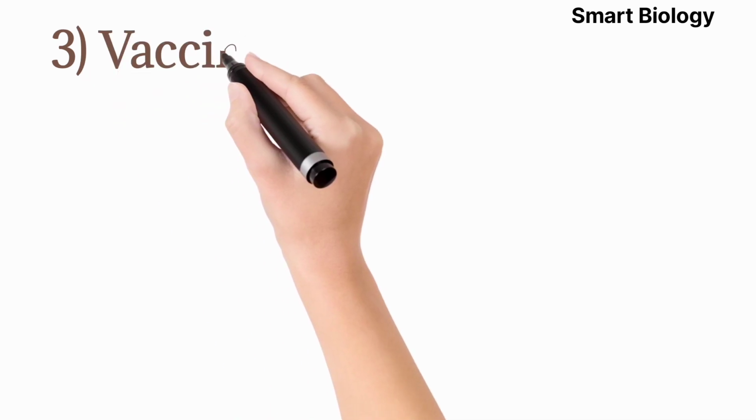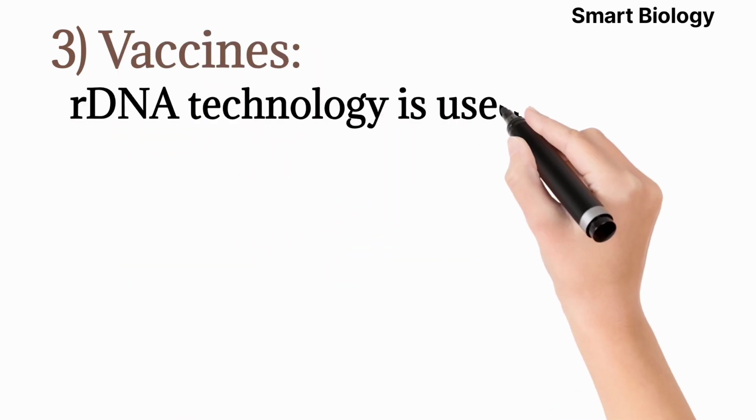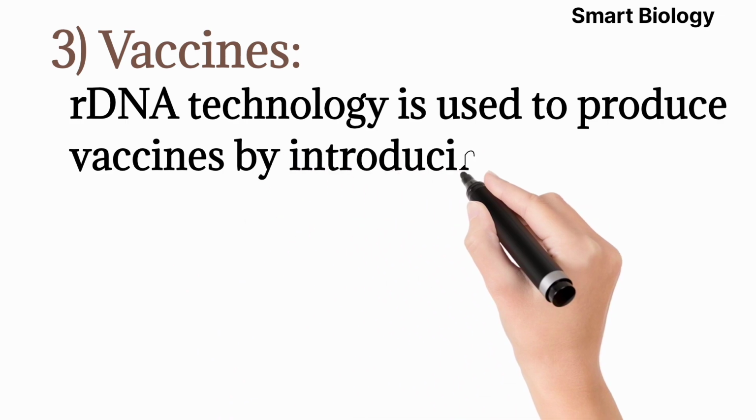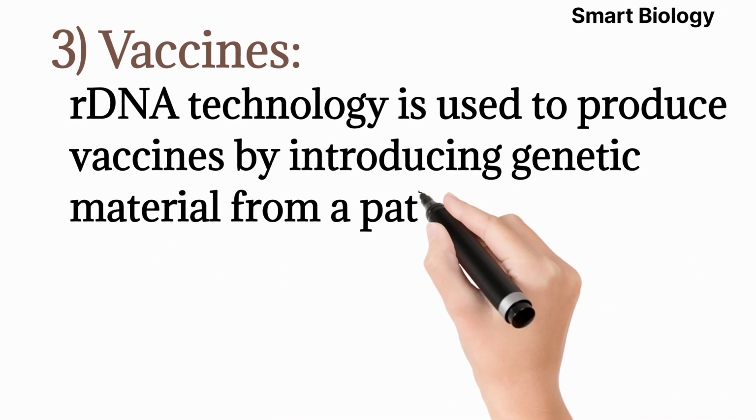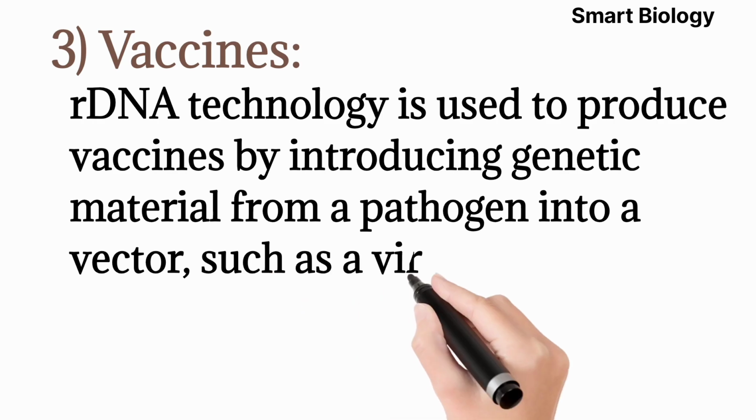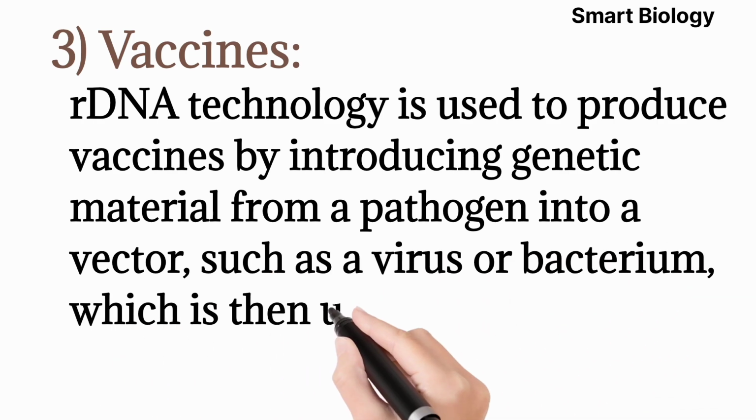Recombinant DNA technology is used to produce vaccines by introducing genetic material from a pathogen into a vector, such as a virus or bacterium, which is then used to produce an immune response in the body.